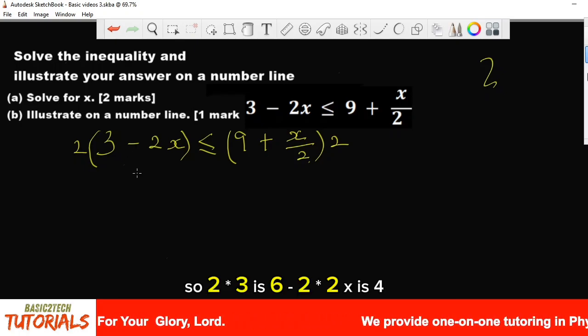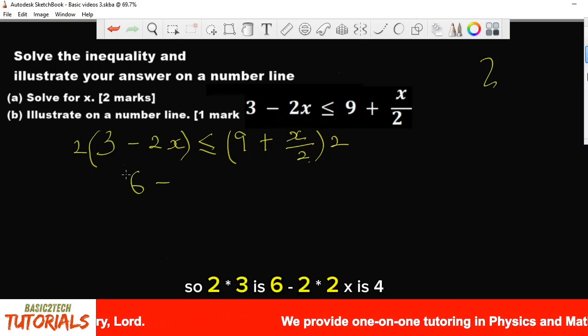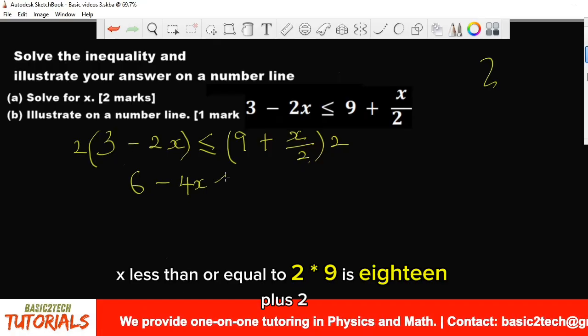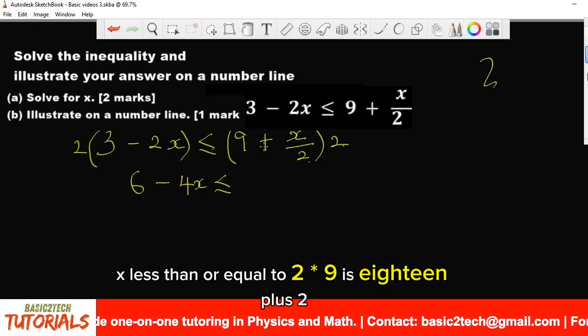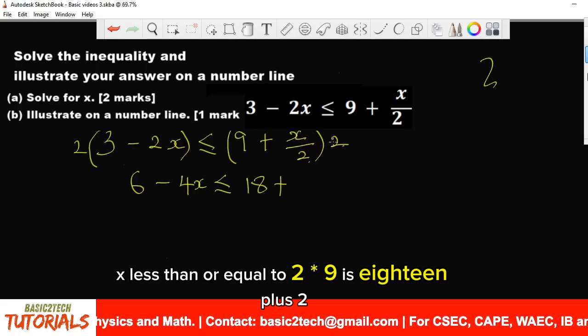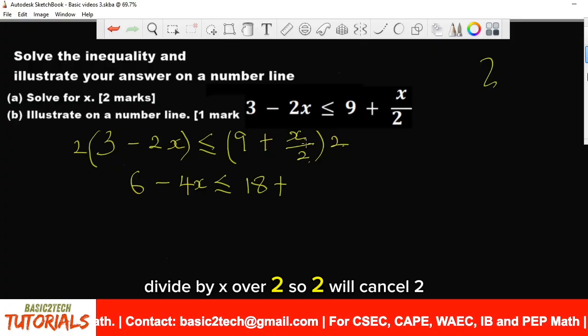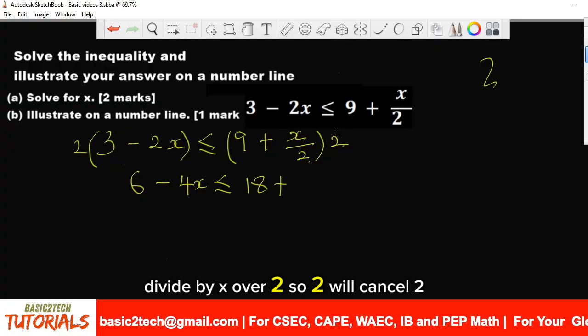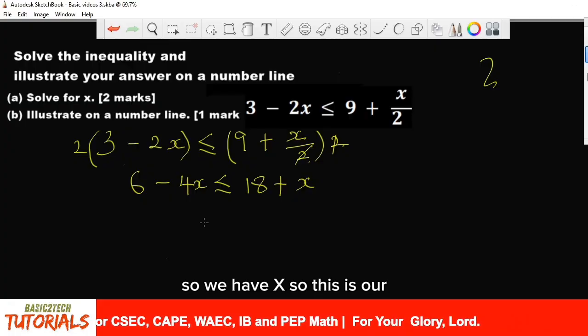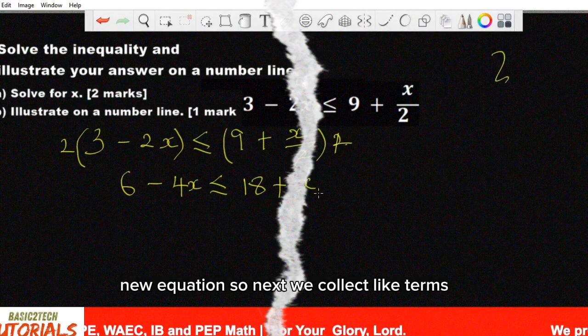So 2 times 3 is 6, minus 2 times 2x is 4x, less than or equal to 2 times 9 is 18, plus 2 divided by x over 2. So the 2s cancel, so we have x. So this is our new equation.